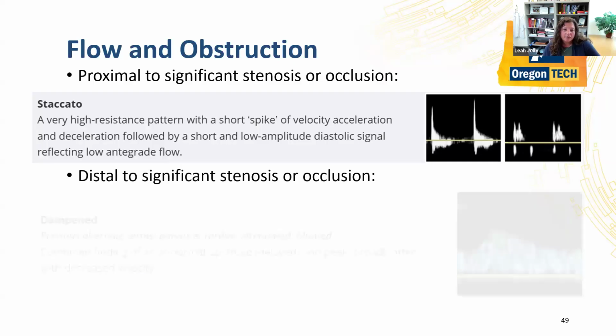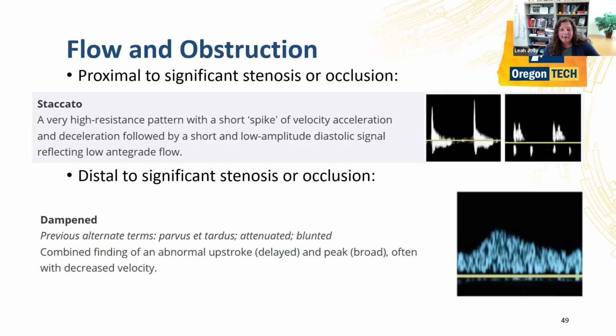Distal to a significant stenosis or occlusion, we get a dampened waveform. So again, delayed upstroke, rounded peak right here. And this used to be called a tardus parvus waveform. So we're trying to switch over to dampened now, but this is not normal. This suggests that we've got a significant obstruction more proximal to where we are scanning.